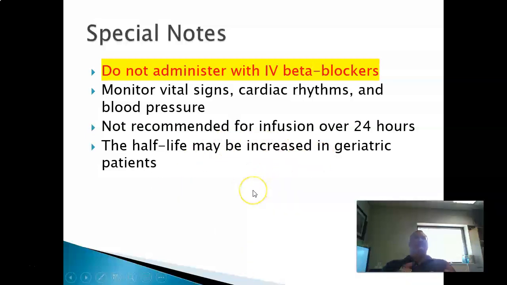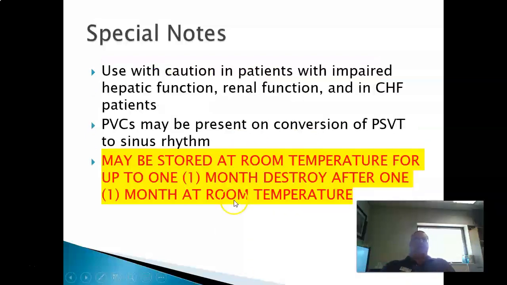Again, it's metabolized in the liver. They have a decreased hepatic function. Probably not going to do good. Now, we usually store this drug in the refrigerator. And if you don't, that's okay. It's good for about a month outside the refrigerator. But after a month, you really need to get rid of it.